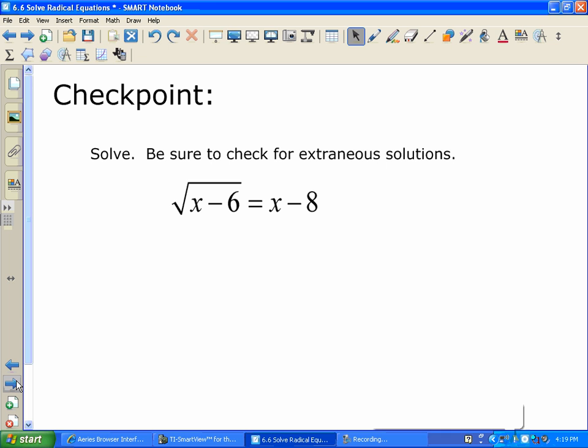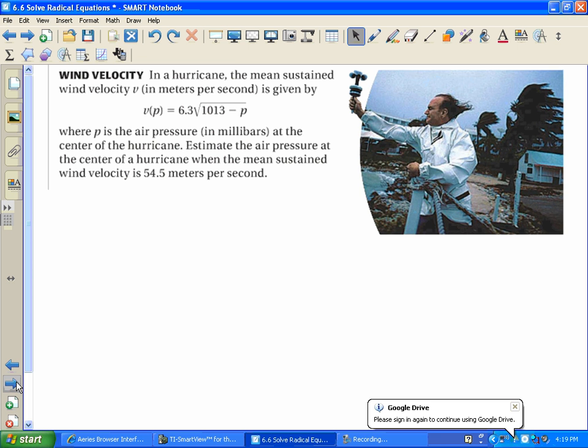Okay, hopefully you finished that checkpoint. We're going to look at the last problem. Before I get into that last problem, today's password that I'm looking for. The password that I'm looking for on your notes to see that you watched the video is Harry Potter. Harry Potter is today's password.